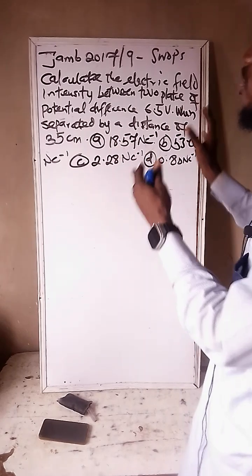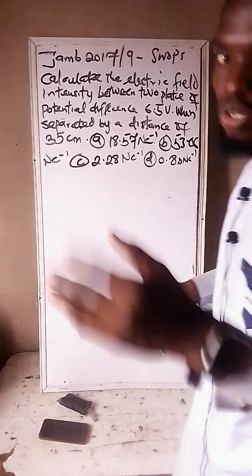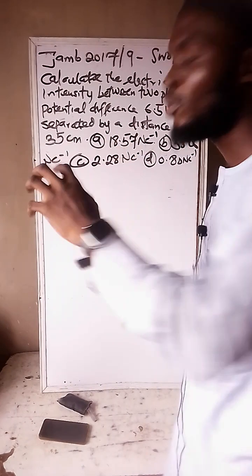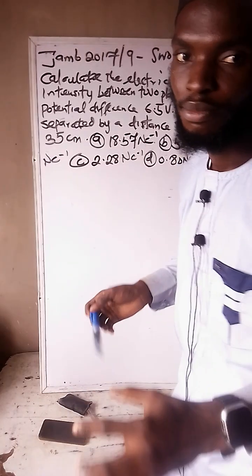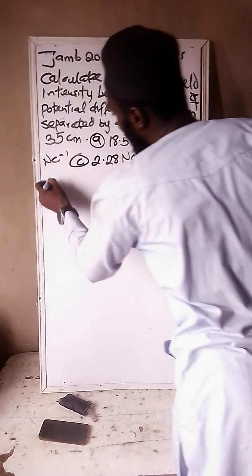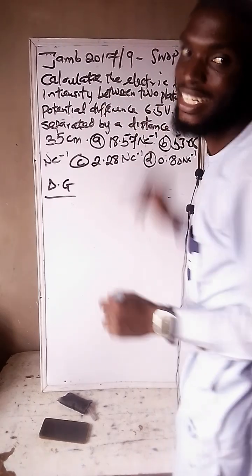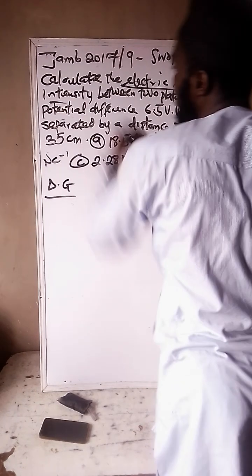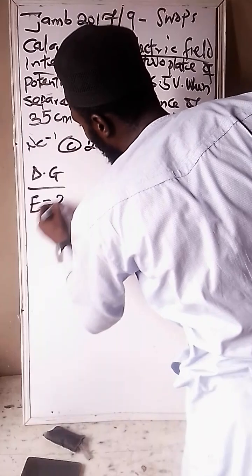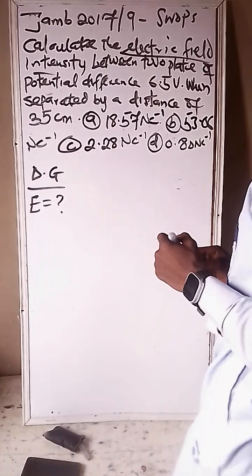And please, let's concentrate on this question. Understand the question. Firstly, bring your DG, data given, the parameters given. Calculate the electric field intensity. The symbol is capital E. It is the unknown, that's what we have to calculate.